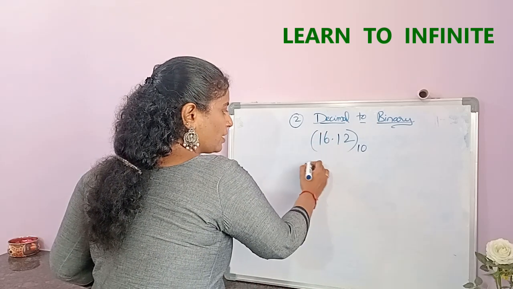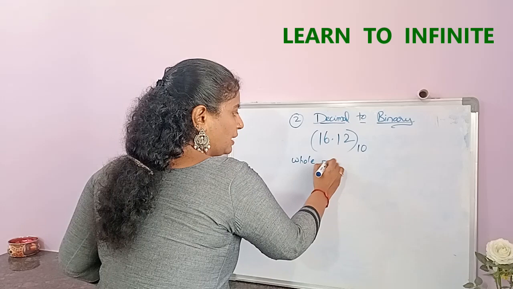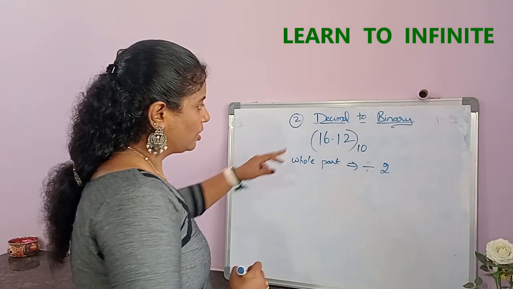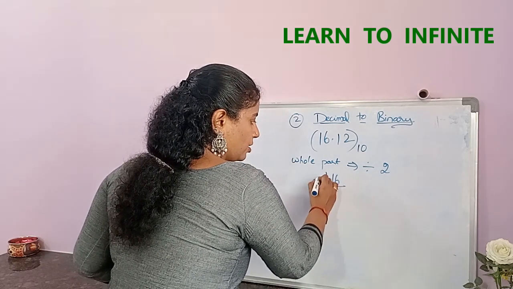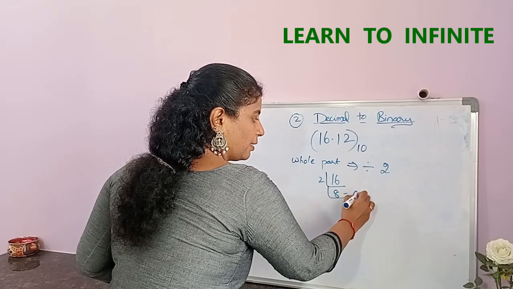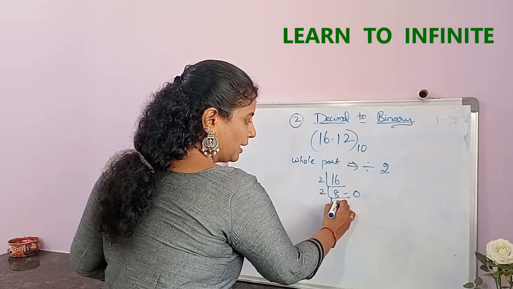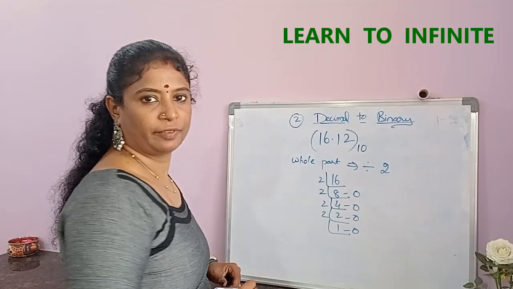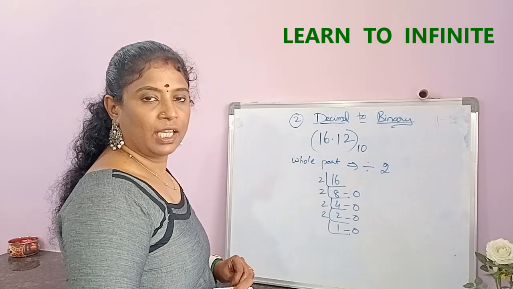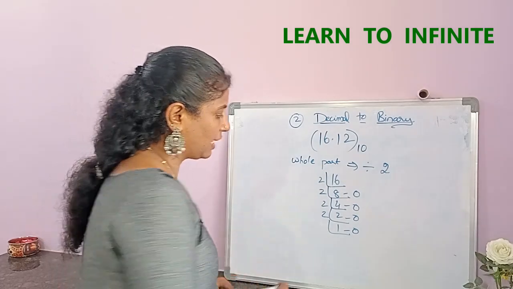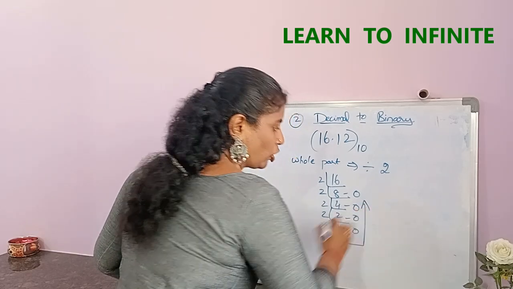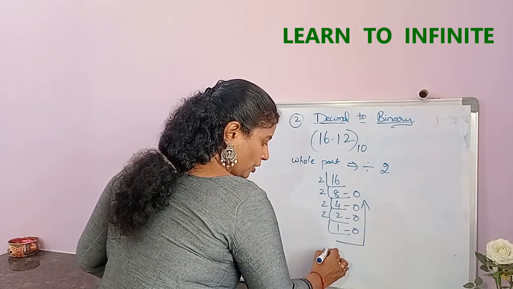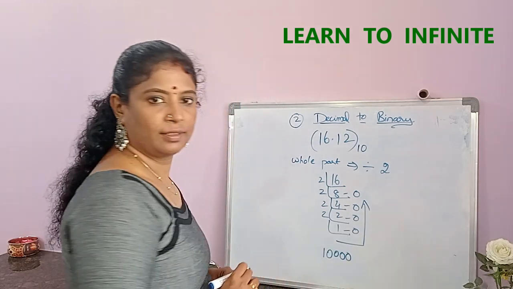Here the whole part needs to be divided by 2, right? So what is your whole part? It is 16. When you divide by 2, it is 8 and the remainder is 0. Again on further division, it is 4, remainder 0. It is 2, remainder 0, and it is 1, remainder 0, right? So this is for the whole part. When you are writing the answer, you have to be very careful. Write from bottom to top and not top to bottom. So the whole part will be 1 followed by 4 zeros, right?